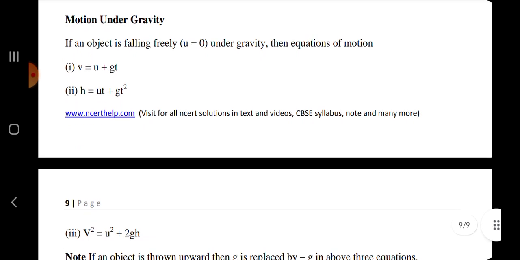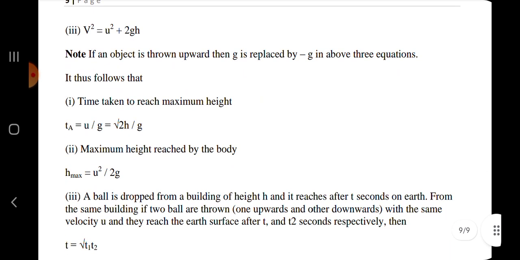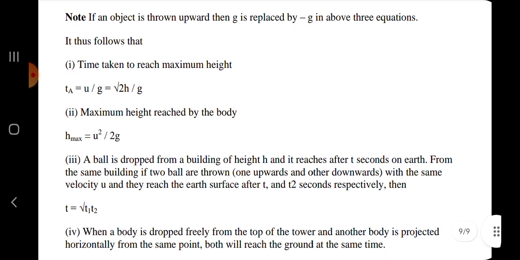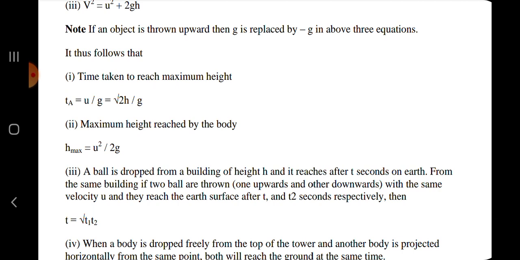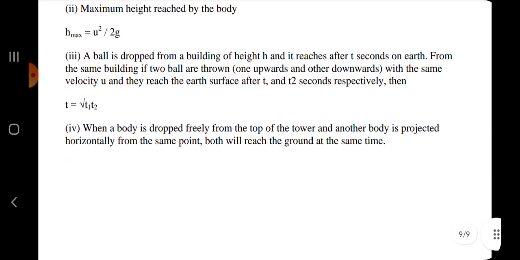Then motion under gravity. If an object is falling freely, that is initial velocity 0 under gravity, then equations of motion are: first, v equals u plus gt, second, h equals ut plus half gt square, third, v square equals u square plus 2gh. Note, if an object is thrown upward, then g is replaced by negative g in the above three equations. It thus follows that time taken to reach maximum height is equal to u upon g, that is equal to root 2h upon g. Then maximum height reached by the body is u square upon 2g.